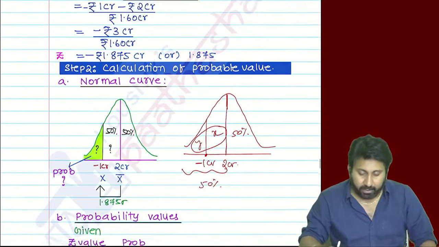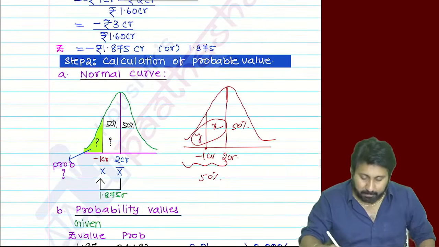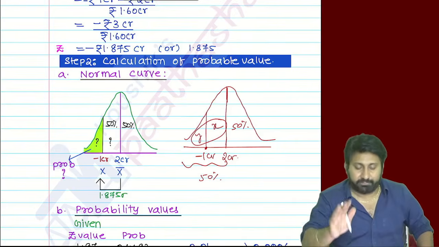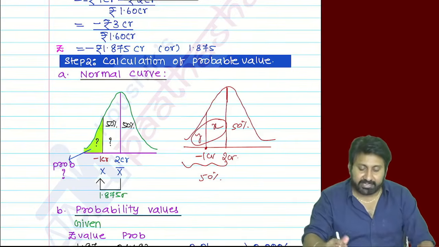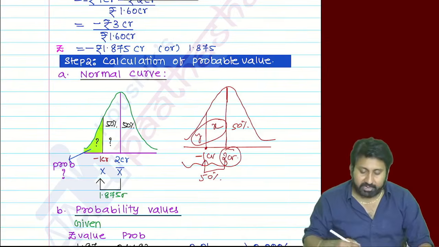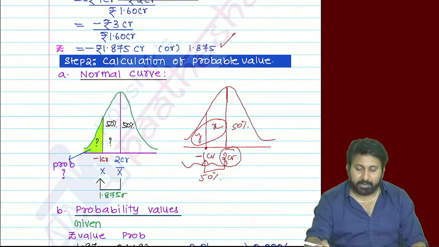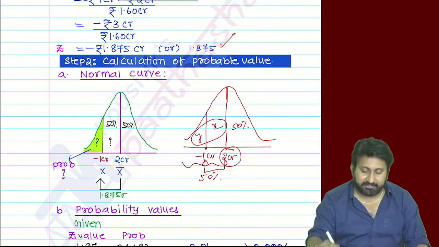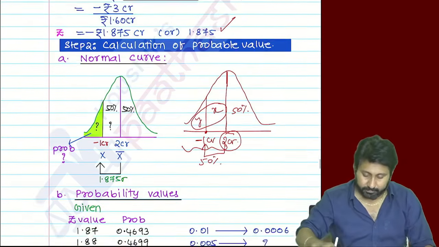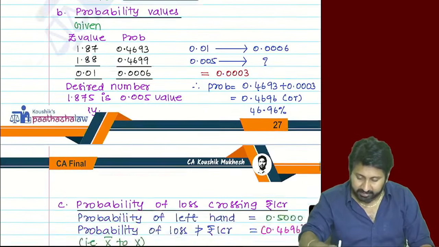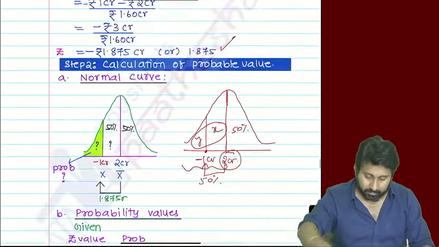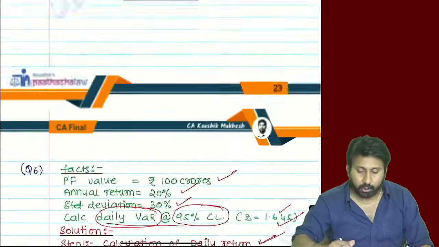Now see, what do we have to do? 1.875 is the value. First, this is the mean to target table. How much did we get? 1.875. So listen. Where is this? I will go back to the table.